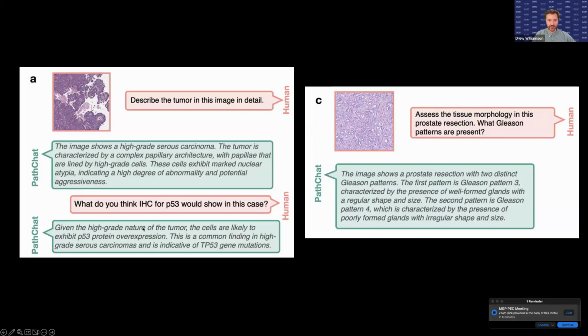And then you can ask it follow-up questions as well and say, here's an image of a high-grade serous carcinoma of the ovary, and it generates a pretty reasonable description and also gets the diagnosis correct and has an understanding of what IHC you should use for that. And similar, it's able to, in this cherry-picked example, give a pretty reasonable grading for this prostate cancer.